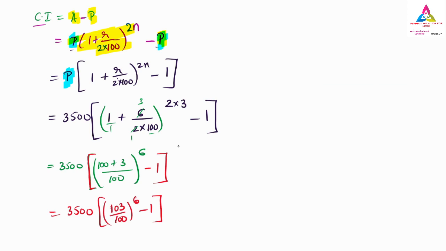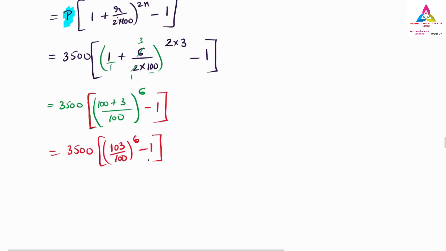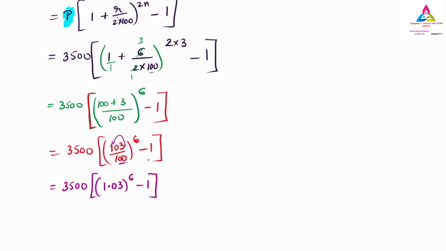Obviously, find directly the 103 divided by 100, find the fraction value, because already they have mentioned what the value of that 103 divided by 100 is. That is nothing but 1.03. 103 divided by 100 is nothing but 1.03, because we have 2 zeros, so the point value is 2 digits on the right hand side, raised to 6 minus 1. Remember, raised to 6 we have, don't subtract the 1 from 1.03, because here we have to find the power of 6 first, then we have to find the next. So 3500 we will keep as it is.